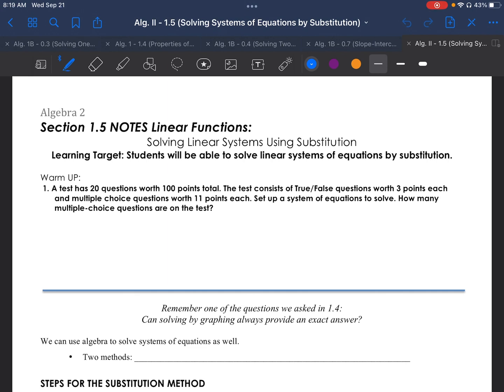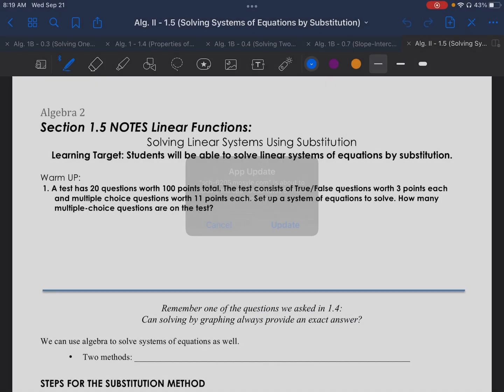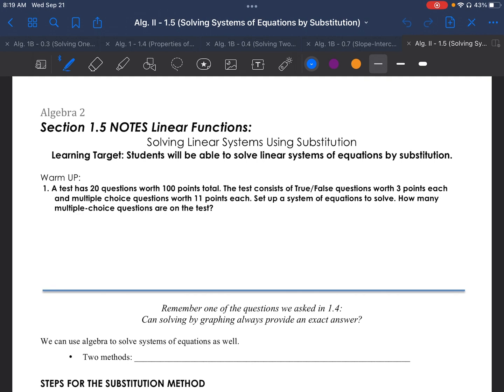So our warm-up problem: a test has 20 questions worth 100 points total. The test consists of true-false questions worth 3 points each and multiple choice questions worth 11 points each. Set up a system of equations to solve. How many multiple choice questions are on the test?